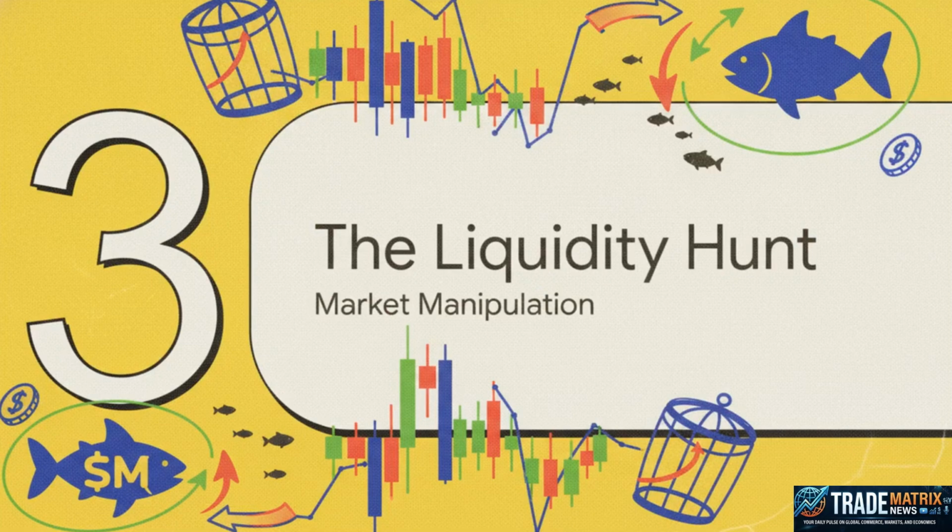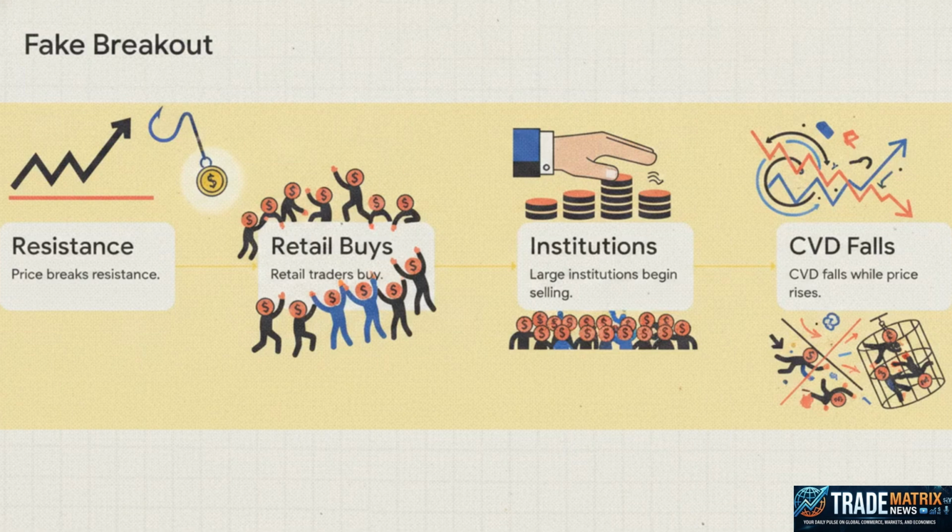Section 3. Surviving the liquidity hunt. So why does this divergence happen in the first place?